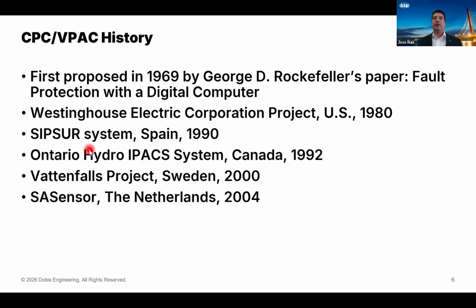Then we have Ontario Hydro, today Hydro One, which put in service the first integrated power automation control system, the IPAC, in more than 100 substations. So a computer system with all the protection, control, and monitoring was used.